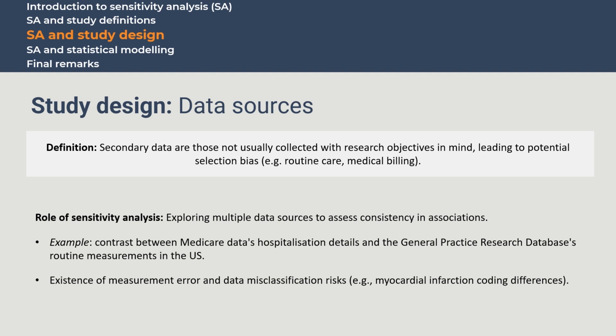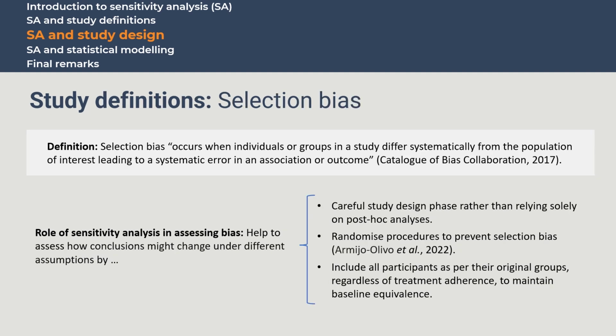Within the study definition dimension, we have selection bias, which occurs when there is a systematic difference in the inclusion of participants in a study, which may distort the true effect of the exposure in their analysis. And this can arise from either oversampling or undersampling cases exposed to a specific condition or treatment. And the role of sensitivity analysis here is to help to assess how results might change under different assumptions.